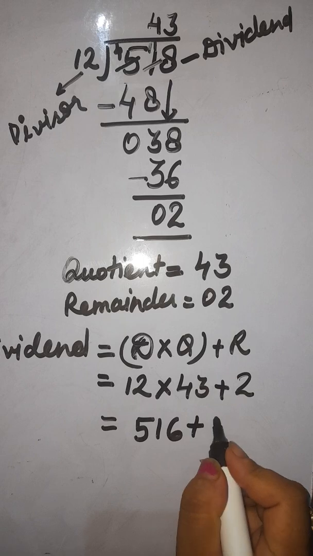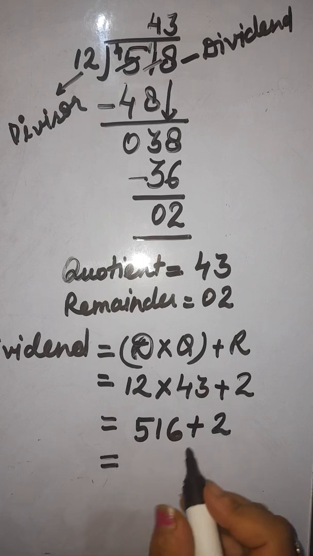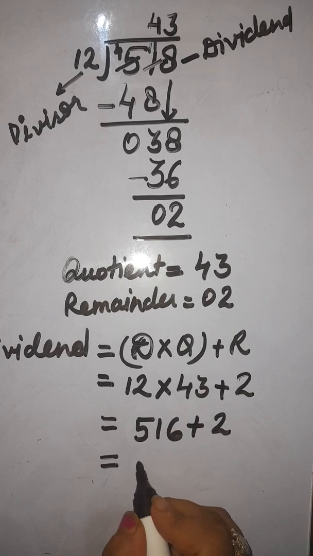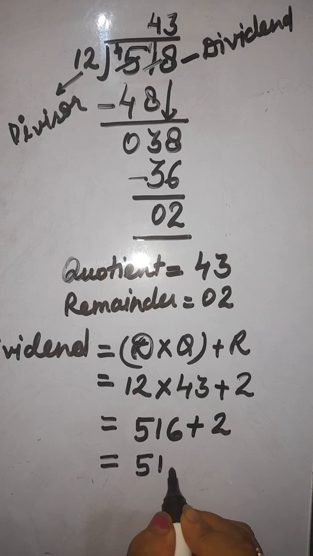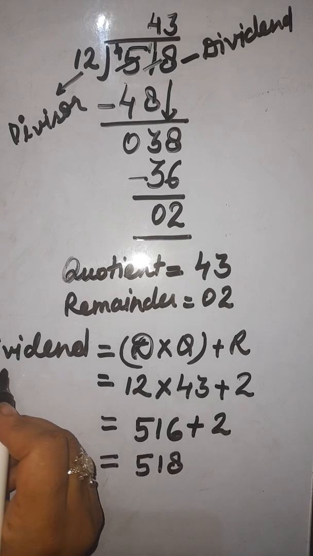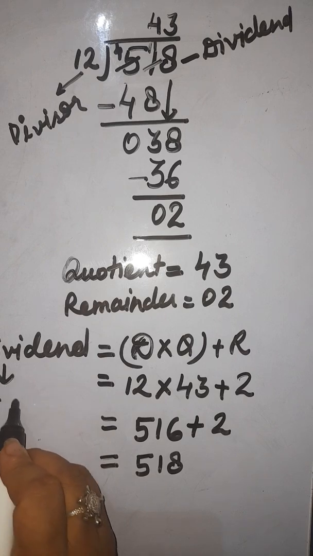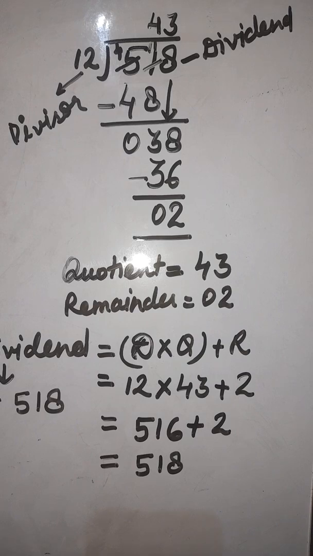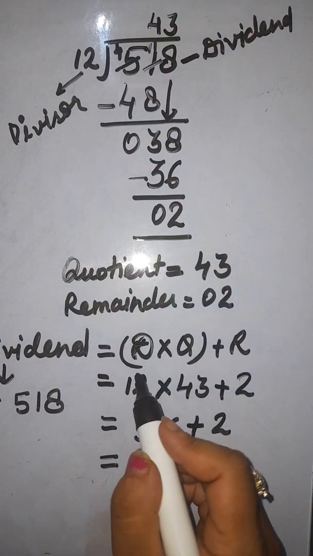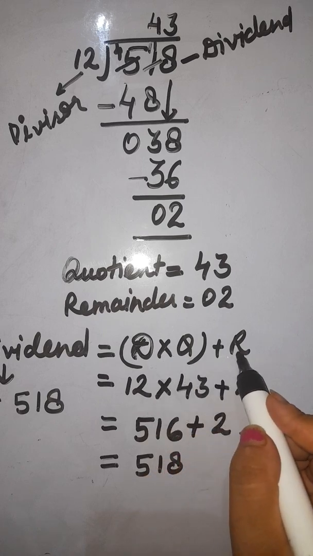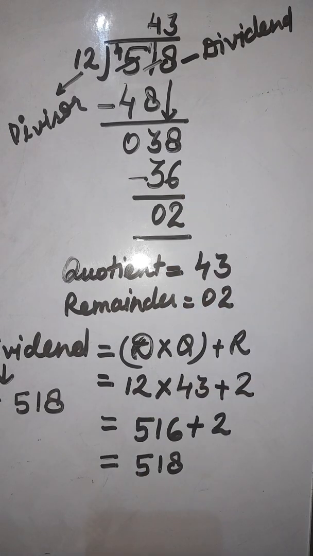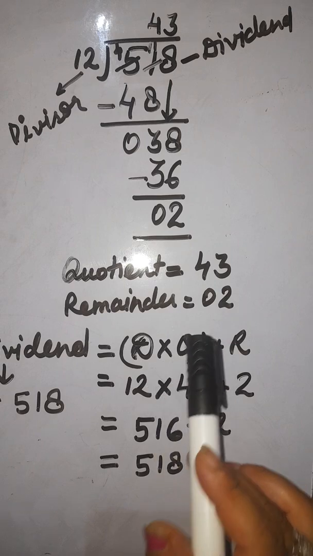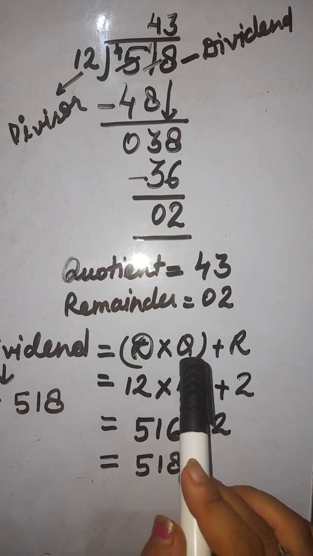Now we'll add the remainder. So 516 plus 2 is 518. So here the dividend is also 518. It means the quotient and remainder are correct. Remember one thing, whenever we check the division, we first multiply divisor and quotient.